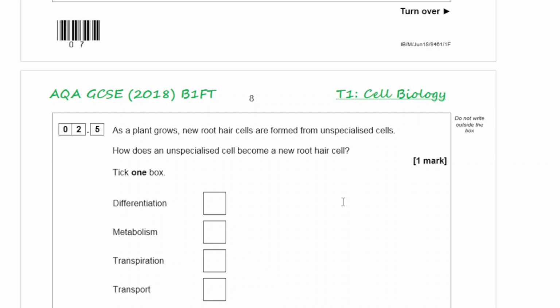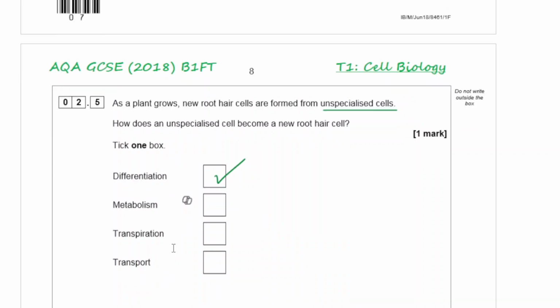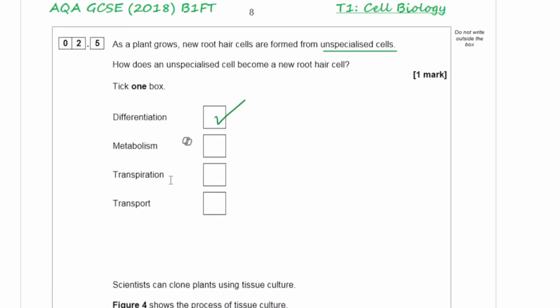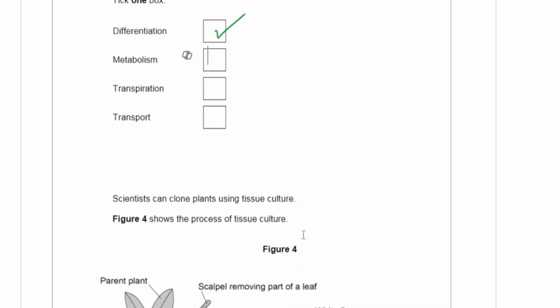As a plant grows, new root hair cells are formed from unspecialized cells. How does an unspecialized cell become a new root hair cell? It is by the process of what we call differentiation. Metabolism is about chemical reaction. Transpiration is losing water in plants, and transport is actually moving substances.